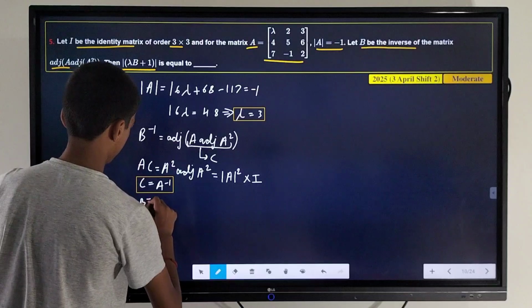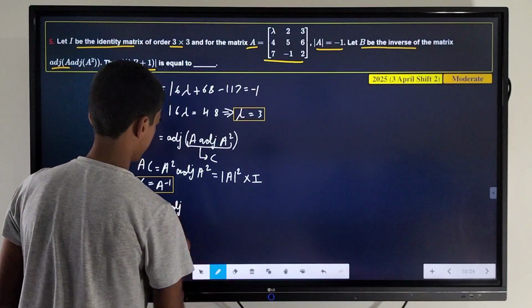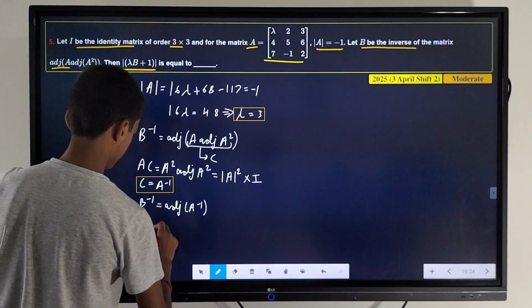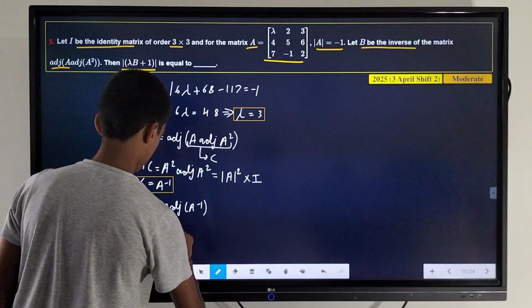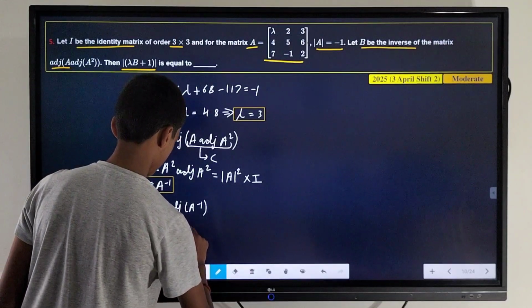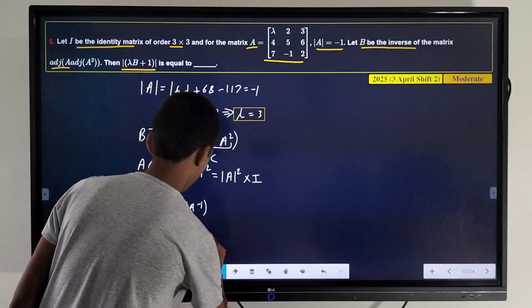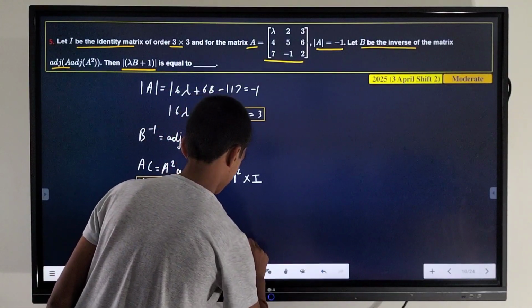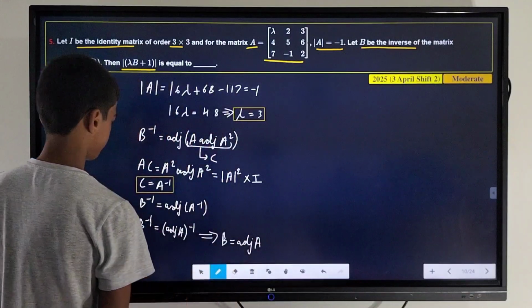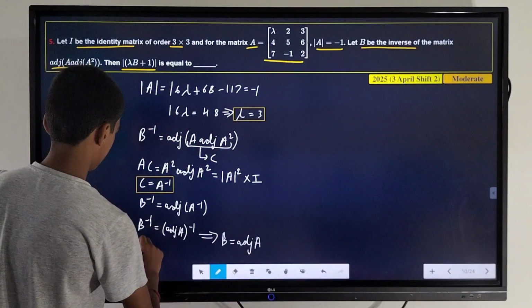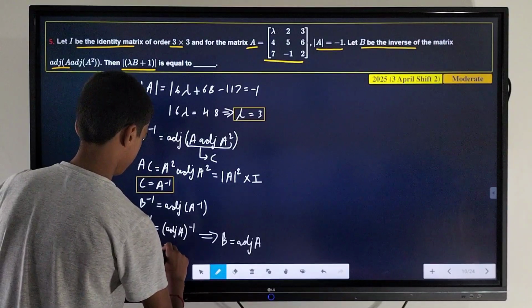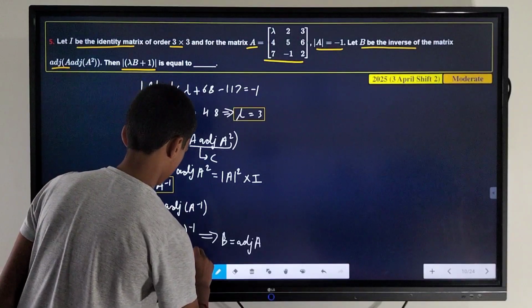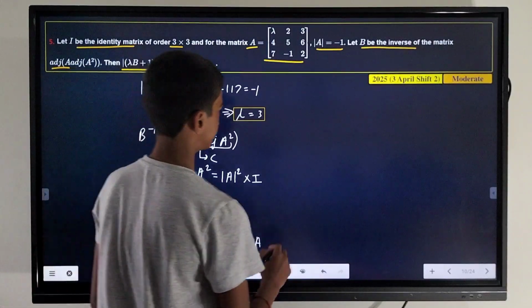From here, B inverse is equal to adjoint of A inverse. We can write it as B inverse is equal to adjoint of A whole inverse. From here, we will get B is equal to adjoint of A. And let's say D is equal to lambda B plus I. Lambda is equal to 3, so this is equal to 3B plus I.